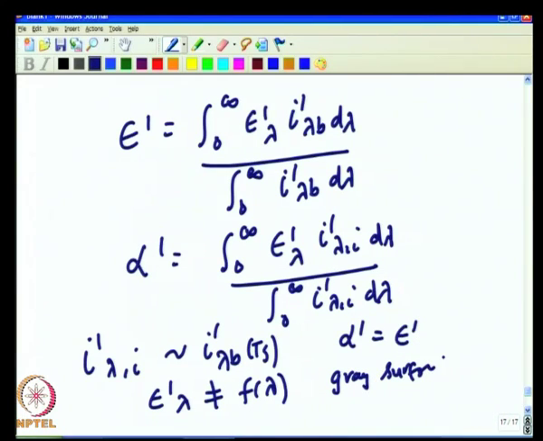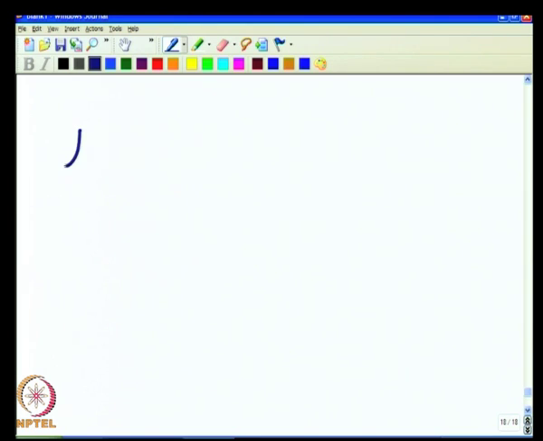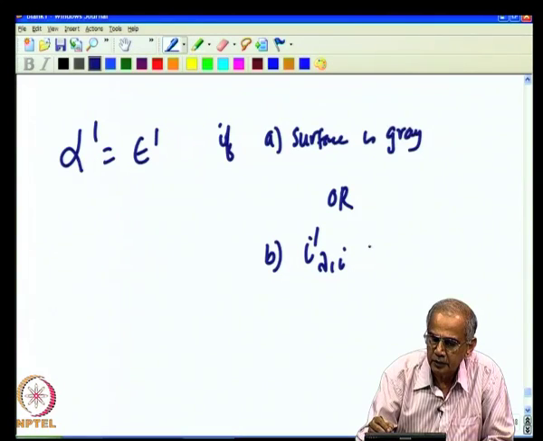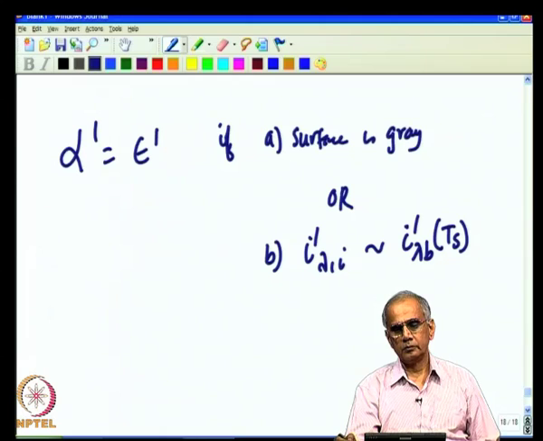So, you see that we can assume the directional total absorptivity to be equal to directional total emissivity if, and we will have to write this down clearly on the next page, so I will say that this is equal if A, the surface is gray, or B, the incoming radiation is proportional to blackbody radiation at the temperature of the surface. Both these occur very rarely.